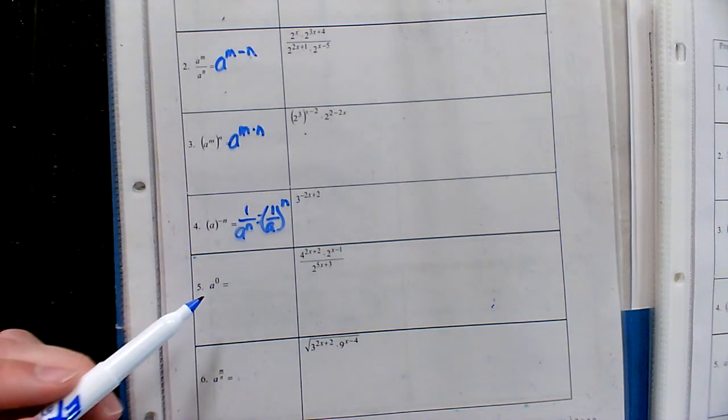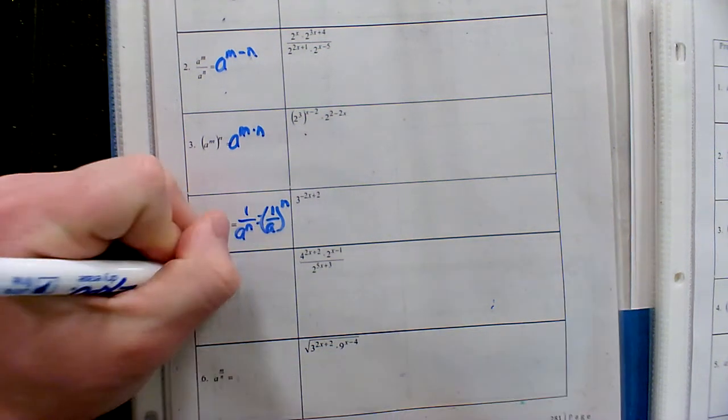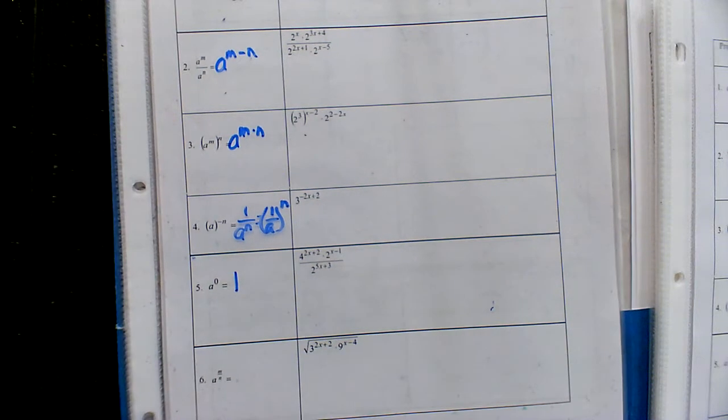A to the 0. What does a to the 0 equal? 1. So anything to the 0 power equals 1.